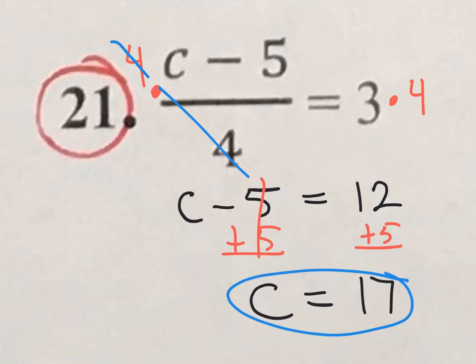Of course, if you wanted to double check, you could take the 17, plug it back in here. 17, take away 5, that's 12. 12 on top, over 4, that's 12 divided by 4, that's 3. So right there, I just double checked it. I'm absolutely positive that 17 is the correct answer to this equation.